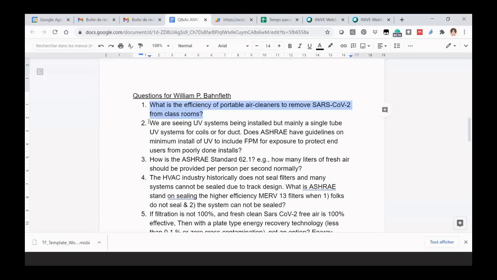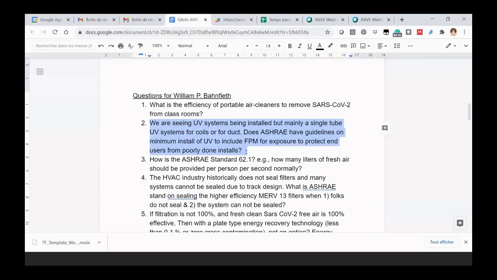Question about UV. We are seeing UV systems being installed, but mainly a single tube UV system for coils or for duct. Does ASHRAE have guidelines on minimum installation of UV, including exposure, to protect users and avoid poorly done installs? Yeah, that's an interesting question, and it was mentioned in the U.S. UV has gotten a lot more use and interest for a long time.